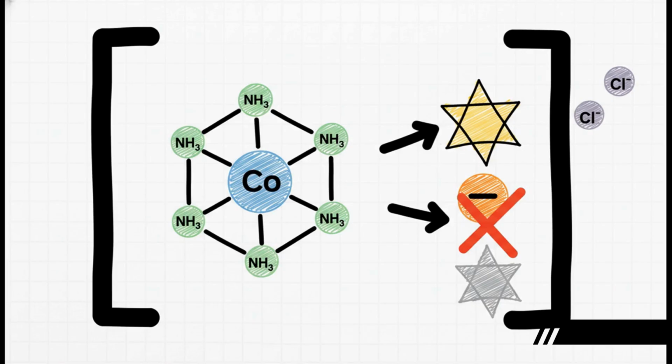And those 3 chlorine ions, they're outside. They are just spectators. They balance the charge, sure, but they have absolutely no say in the shape. Those square brackets, they were the secret all along. They're the boundary line. They literally tell you what's in the game and what's just watching from the stands.